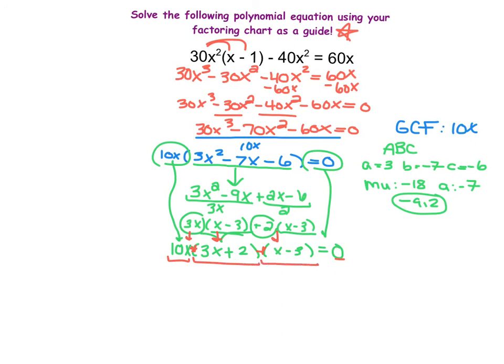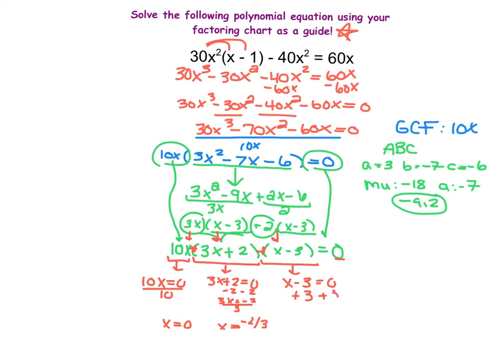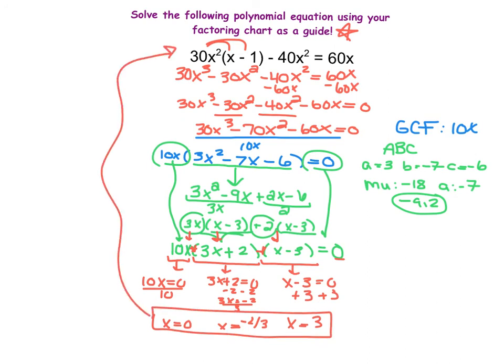So I can take all three parts and set them equal to 0. So I have 10x equals 0, 3x plus 2 is equal to 0, and x minus 3 equals 0. For the first one, I divide by 10, so I find x is equal to 0. Here, I subtract 2, and then divide by 3, so I find a second option of x equals negative 2 over 3. And then here, I add 3 to each side, and I find a third option of x is equal to 3. So these three values for x, if I take them and put them back up into my original equation, are the three values for x that will make that equation true.